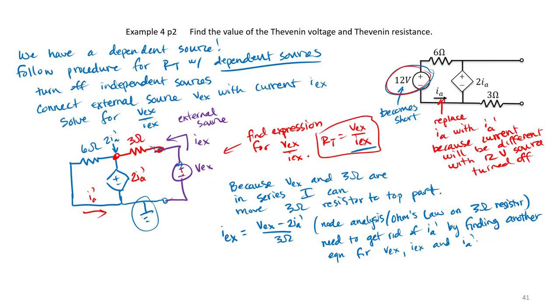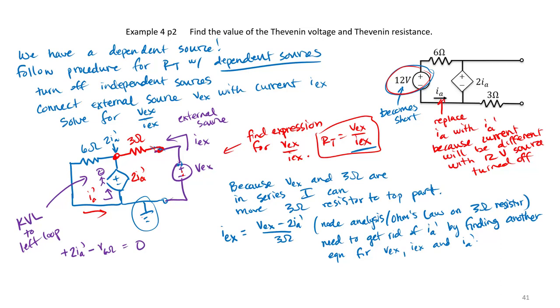Notice that the left-hand loop we have not yet considered. So let's try applying Kirchhoff's voltage law to our left loop. And if we do that, notice what we get. If I just walk in the counterclockwise direction, I determine that plus 2IA prime minus the voltage drop across that 6 ohm resistor must equal 0.